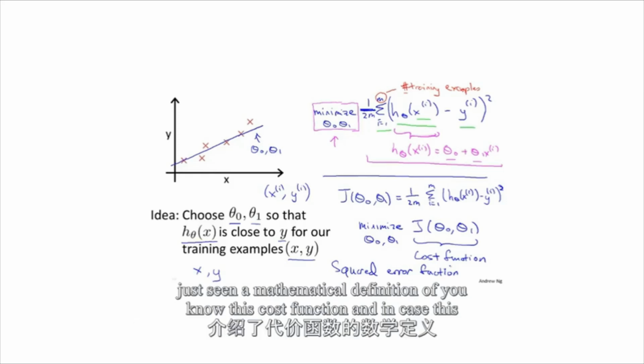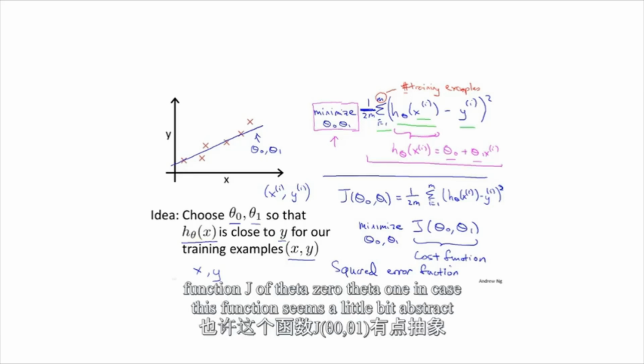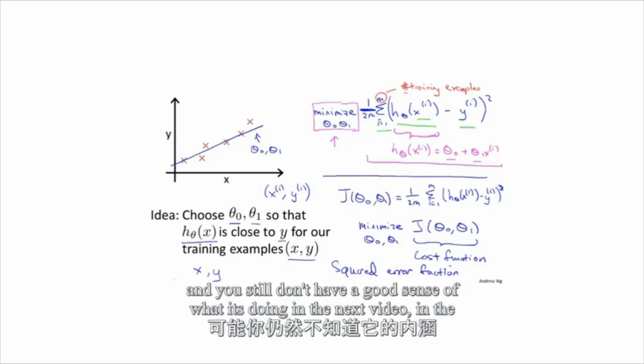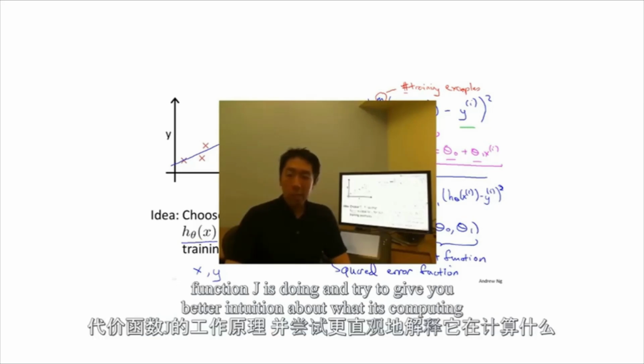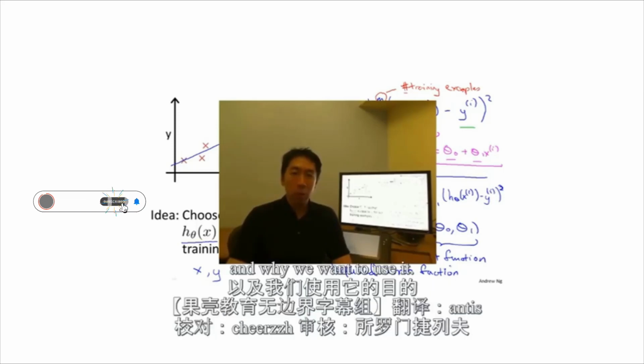So far, we've just seen a mathematical definition of this cost function, and in case this function J of theta 0, theta 1 seems a little bit abstract and you still don't have a good sense of what it's doing, in the next couple of videos I'm going to go a little bit deeper into what the cost function J is doing and try to give you better intuition about what it's computing and why we want to use it.